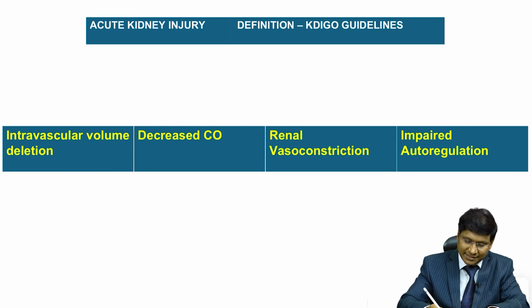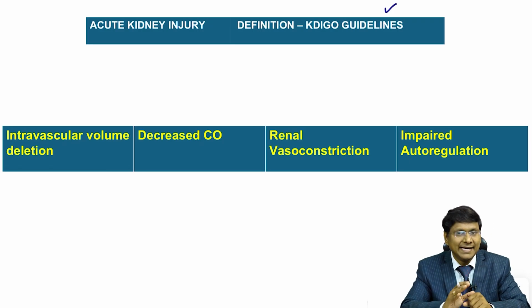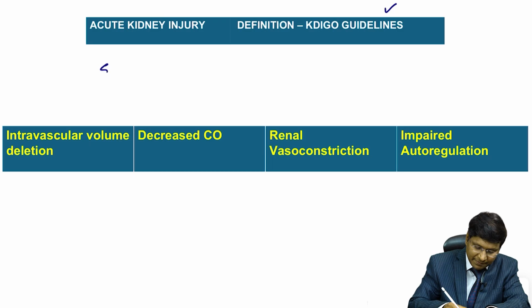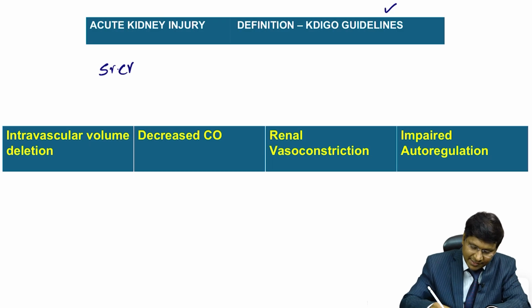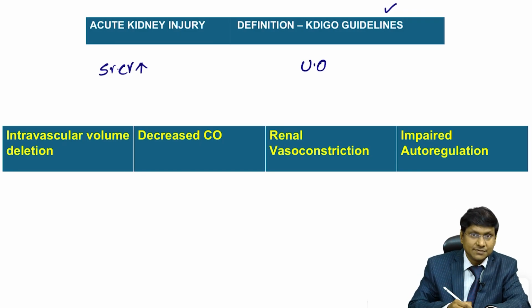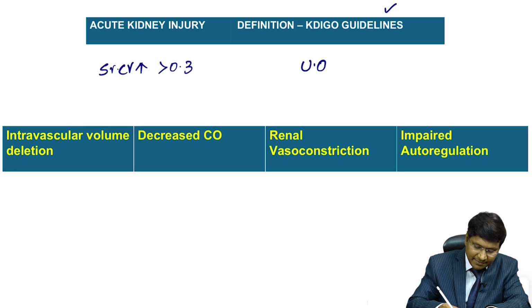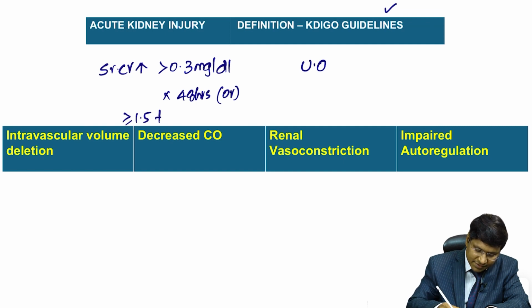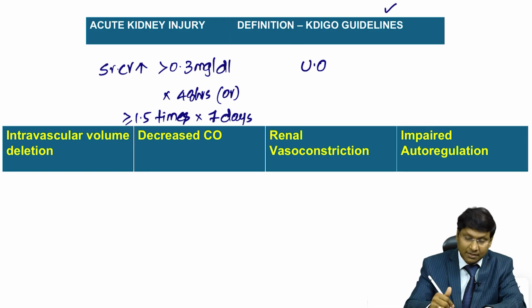So acute kidney injury, the definition is given by the KDIGO guidelines. And according to the KDIGO guidelines, there are two important parameters which will decide the definition. One is the serum creatinine and the other one is the urine output. So serum creatinine should be increased by more than 0.3 milligrams per deciliter within 48 hours, right? Or there should be an increase in serum creatinine of more than or equal to 1.5 times the baseline in 1 week, right? In 1 week. That is one part of the criteria, or one part of the definition.